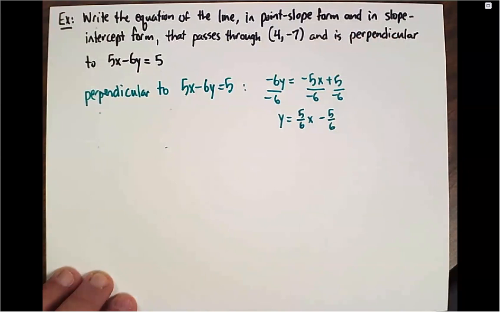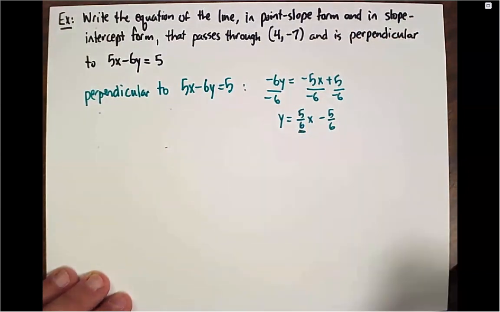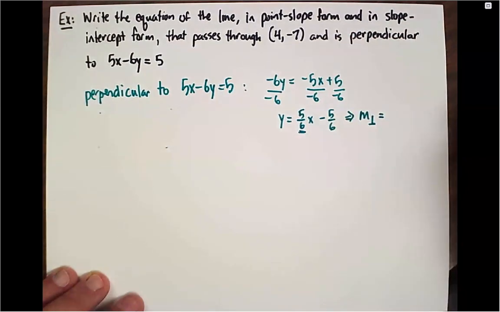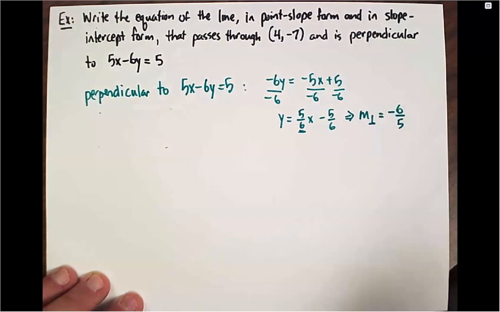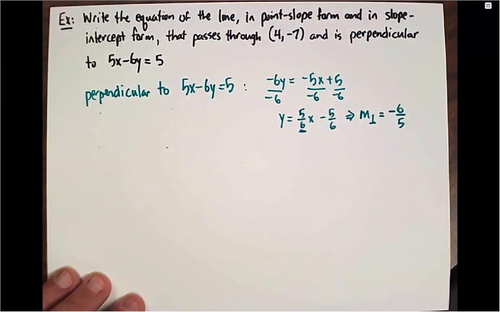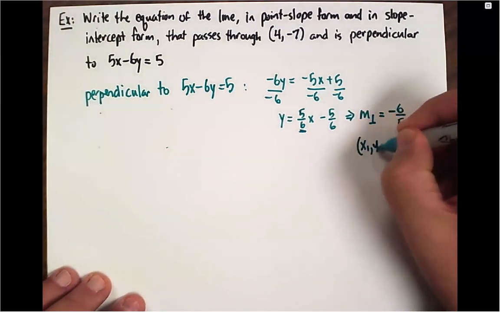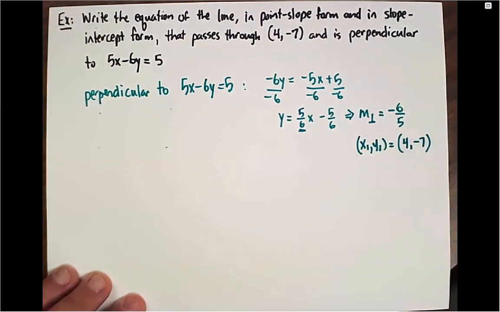So what's the slope of the original line? Slope of the original line is 5/6. So that means that the slope of my perpendicular line is going to be the negative reciprocal of 5/6. So flip the fraction and change the sign. So it's negative 6/5. And my x1, y1 is the point that they gave me, 4, negative 7.